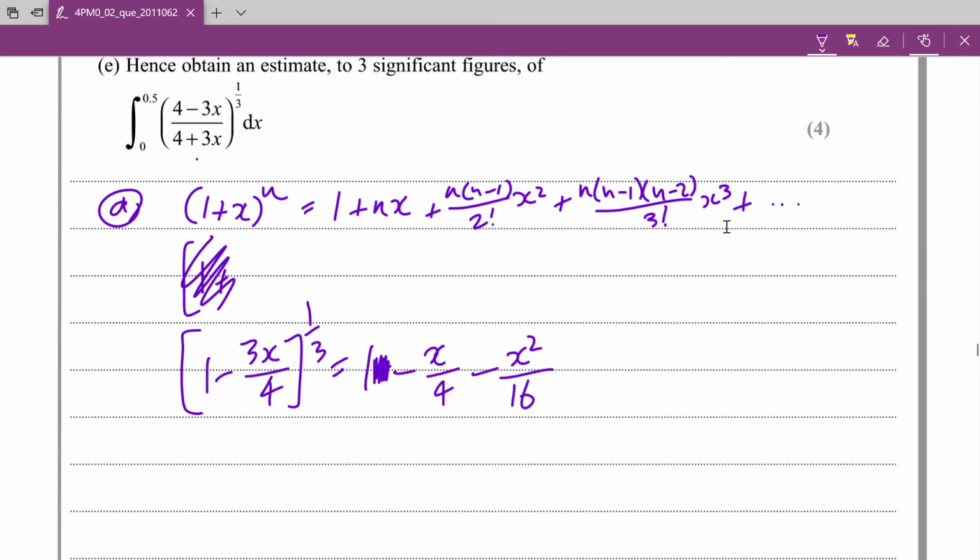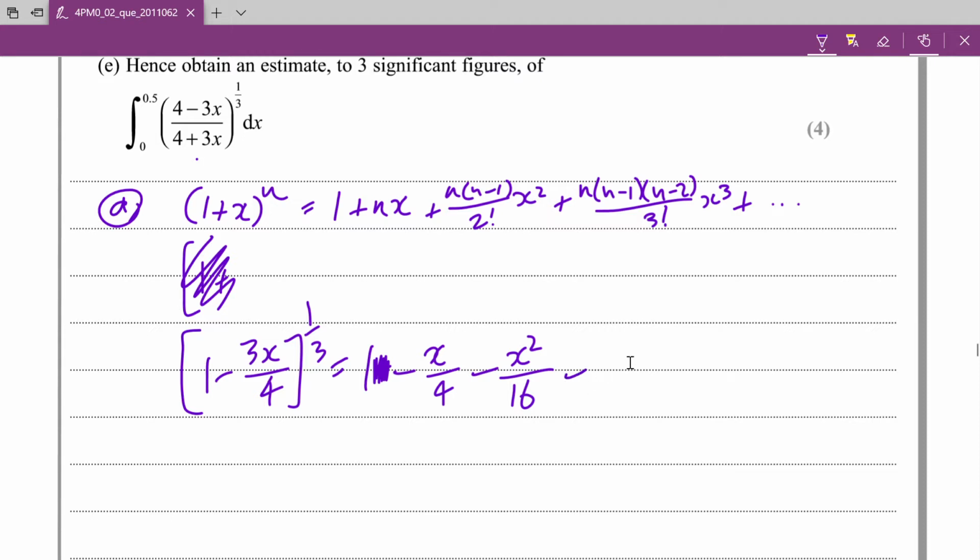and then there's the x cubed term here to worry about. So it's 5 over 81 multiplied by minus 3 over 4 cubed to get negative 5 over 192. So ultimately, you know that the coefficient of the x cubed term is going to be negative 5 over 192.